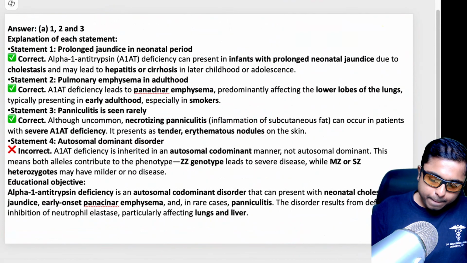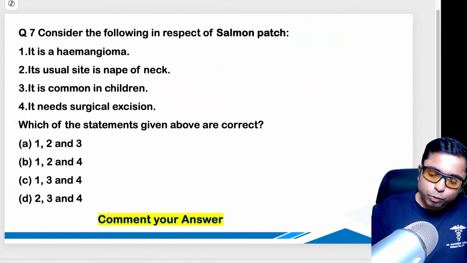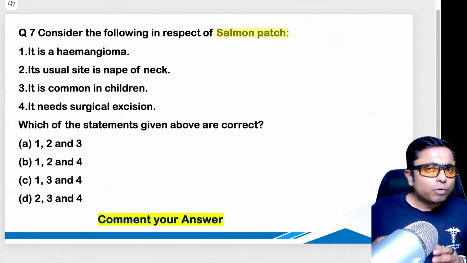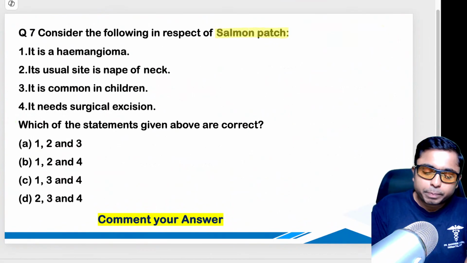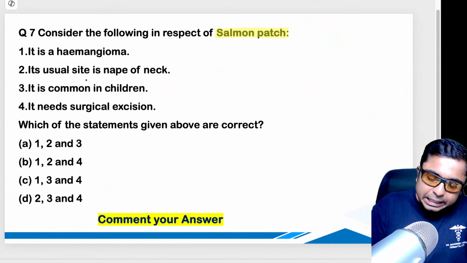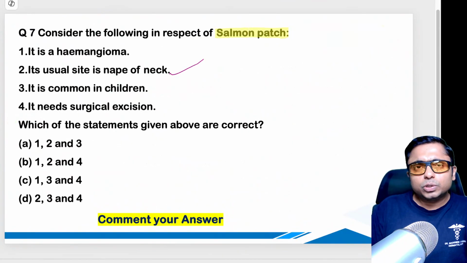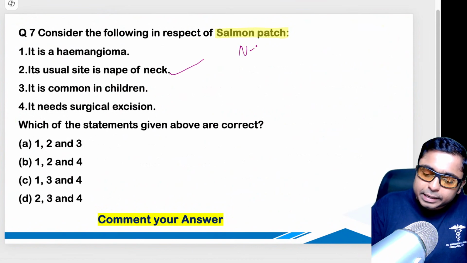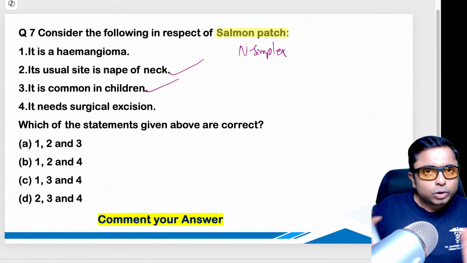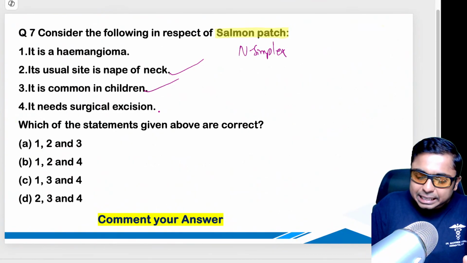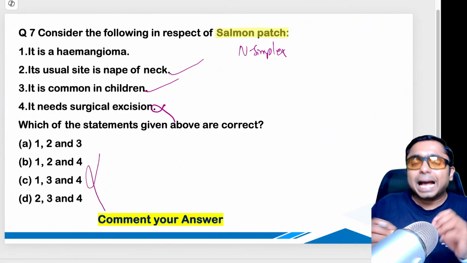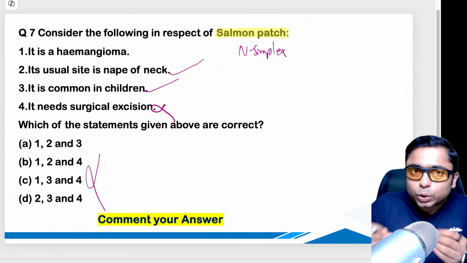Okay, right. Next, we are going to move on and see the salmon patch. So you need to identify what are the correct statements related to salmon patch. Yes, so it is the nape of the neck, which is the usual site for the salmon patch, which is also called as nevus simplex. Yes, okay, so option 2 is right. It is common in children, absolutely correct statement. It needs surgical excision, absolutely wrong. So 4 should not be there in the answer. So we are left with 1, 2 and 3.